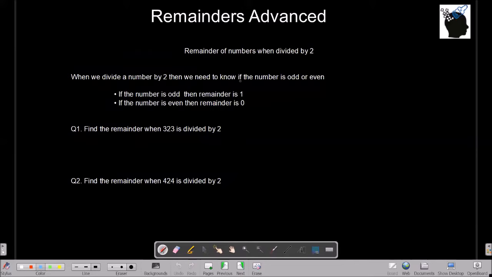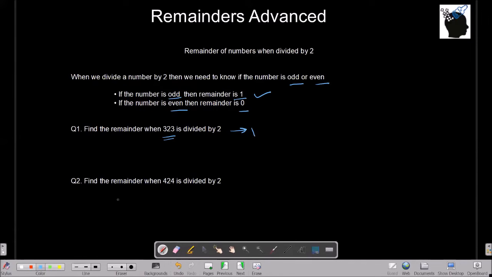So when we are trying to find a remainder of a number by 2, the only thing which we need to know is whether the number is odd or even. If the number is odd, then the remainder will be 1, and if the number is even, then the remainder will be 0. Let's take an example. So the question is, find the remainder when 323 is divided by 2. Now we know 323 is an odd number. So based on this, remainder of 323 when divided by 2 will be 1.